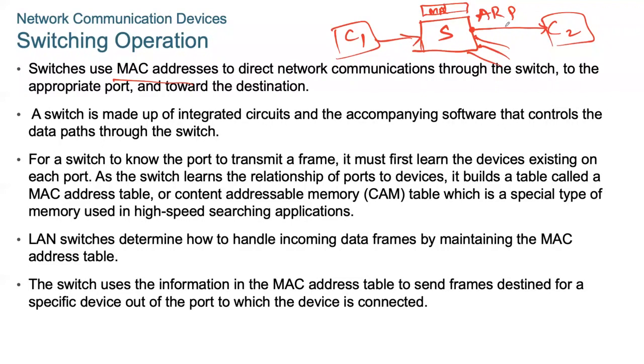As the switch learns the relationship of port to device, it builds a table we call the MAC address table, or address resolution table, or content addressable memory table. The CAM is a special type of memory which is used in high performance, high speed searching applications. So the LAN switches determine how to handle the incoming data frame by maintaining these MAC addresses.